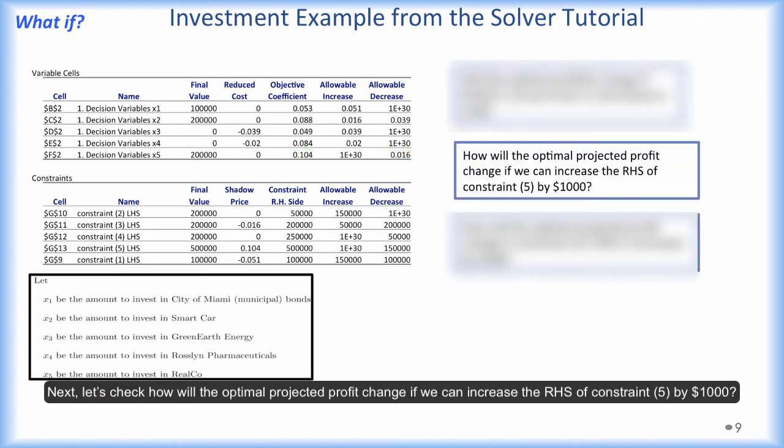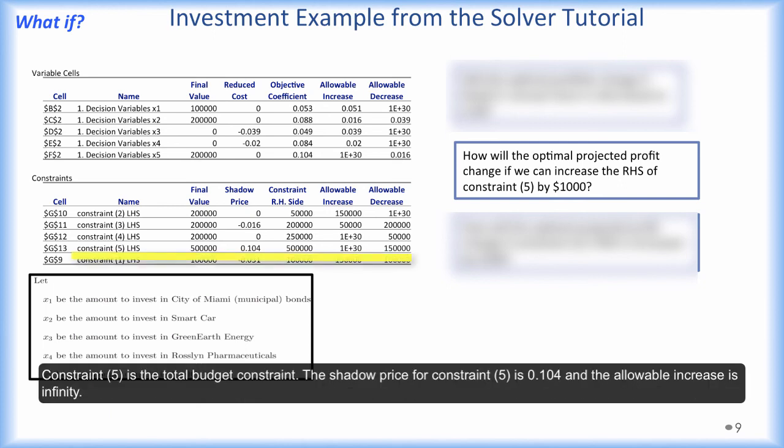Next, let's check how the optimal projected profit will change if we increase the right-hand side of constraint number 5 by 1000. Constraint number 5 is the total budget constraint, and the shadow price for constraint number 5 is 0.104, and the allowable increase is infinity. Therefore, if we increase the right-hand side of constraint number 5 by 1000, then we can expect the profit to increase by 0.104 times 1000, which is equal to $104.